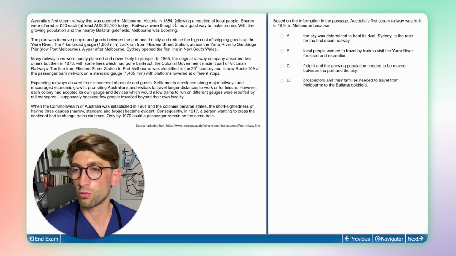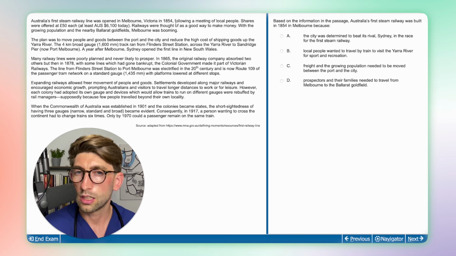Now we're just looking for a reason for it. Following a meeting of local people, shares were offered at £50 each. At least 6,100 railways were thought of as good ways to make money. Okay, so it doesn't say why it was built, but that's maybe something. With the growing population and the nearby Ballarat goldfields, Melbourne was booming. Okay, so it was booming. It was a way to make money. I don't feel like we've got a why.